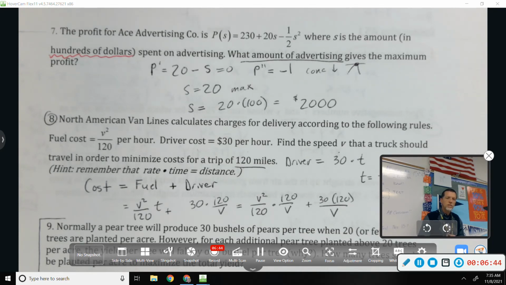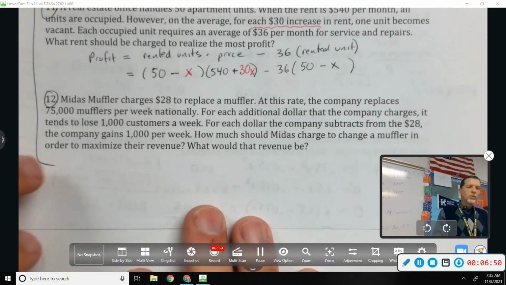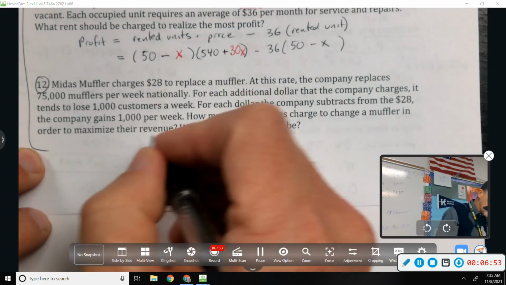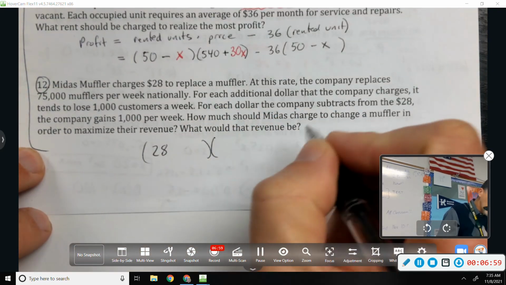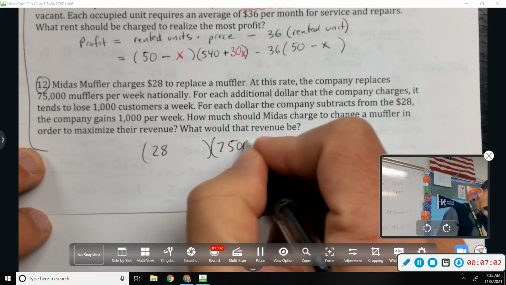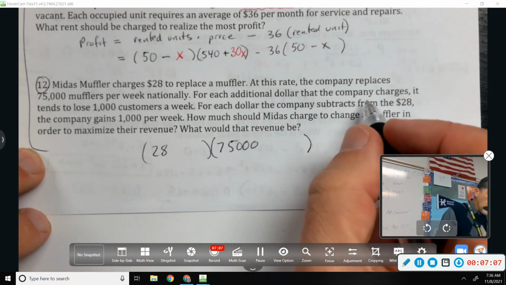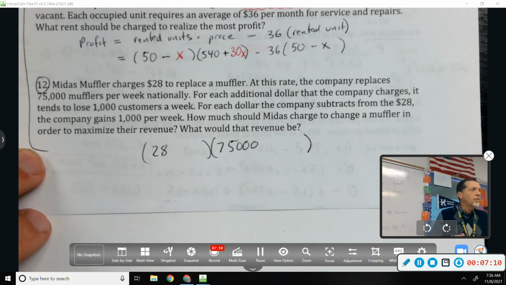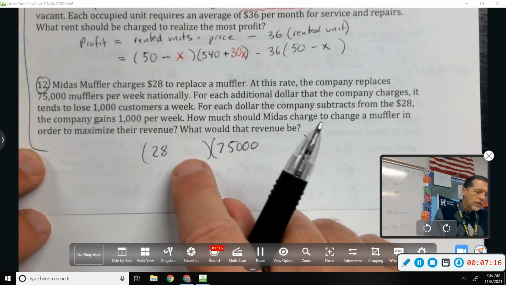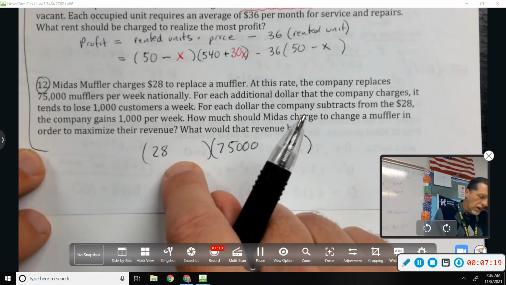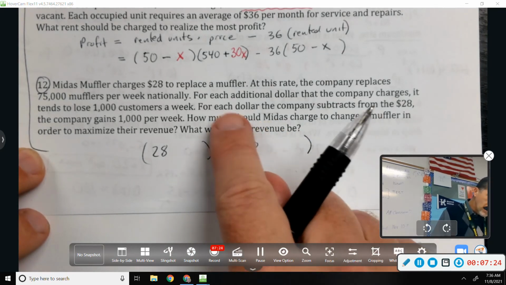Other questions? For 12, don't you have to do both? Like, isn't it both? So 12 is worded weird, I'll give you that. So the profit's going to be 28, and then we're going to either increase or decrease. At the current price, we're selling 75,000. It writes it both ways to indicate that this could work in either direction. If we increase the price by $1, then we sell less. If we decrease the price by $1, then we'll sell more. So you don't have to do both. You just pick one.